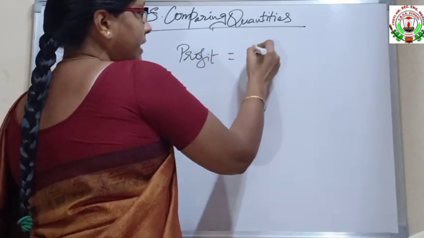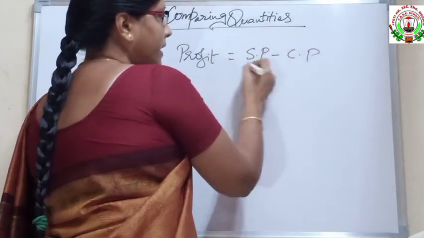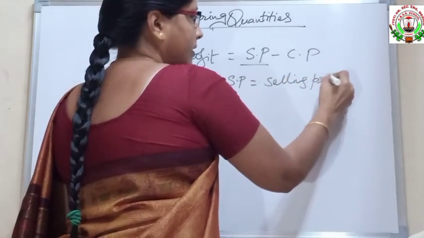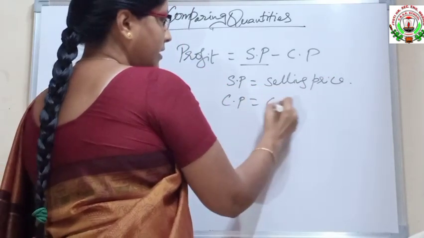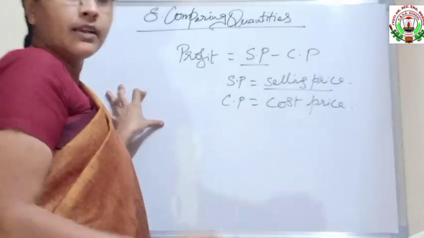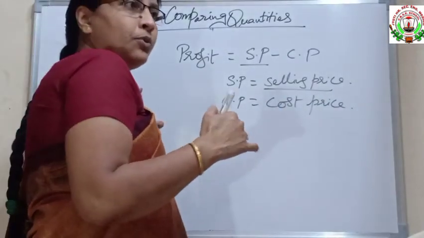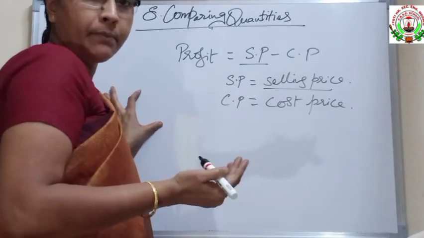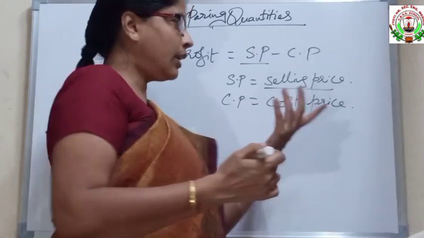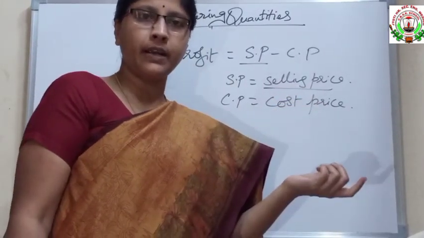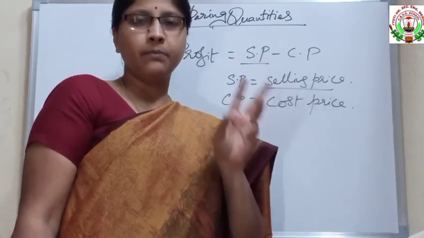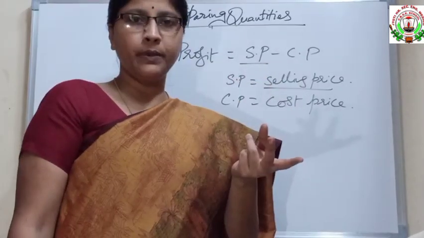Profit formula is SP minus CP, where SP is the selling price and CP is the cost price. If you go to a shop to buy a pen, the shopkeeper brings that pen for 2 rupees and he is going to sell that pen for 5 rupees. Means he is getting a profit.